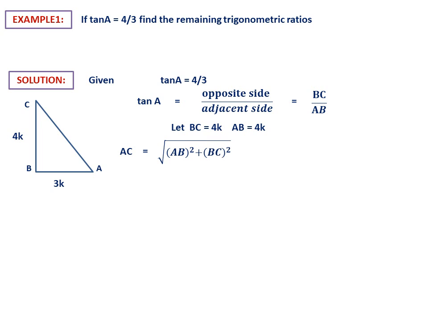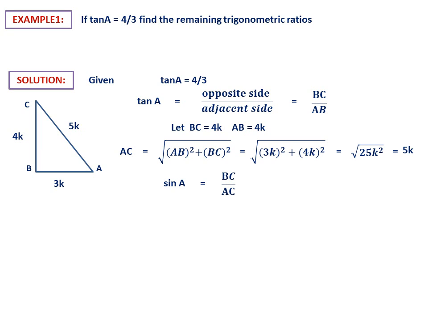AC, the hypotenuse, will be equal to the square root of AB square plus BC square, by the Pythagoras theorem. So substitute, that will be 3K square plus 4K square. When you simplify, you get 25K square, because 3K square is 9K square, 4K square is 16K square, and 16 plus 9 is 25. When you take the square root, it is 5K. Therefore AC is 5K. So now look at the triangle. All three sides are given. AB is 3K, BC is 4K, and AC is 5K. Therefore now we can find all the remaining trigonometric ratios.